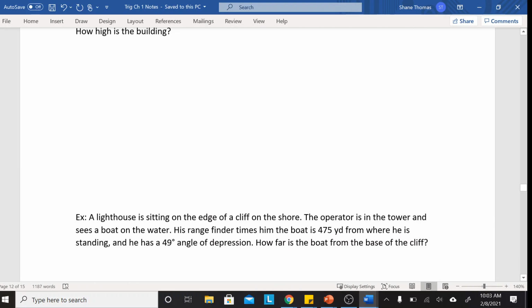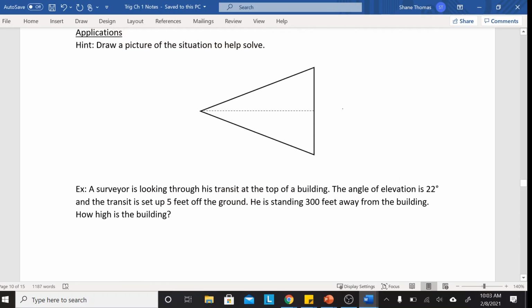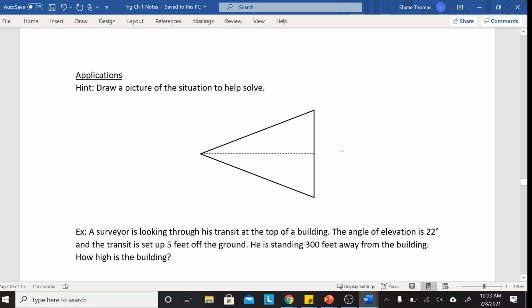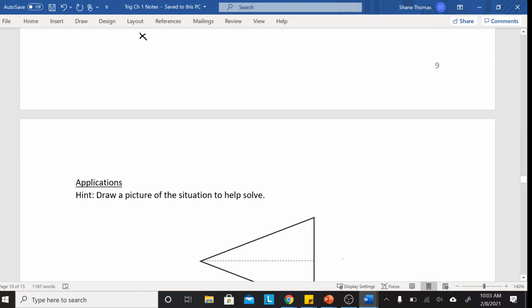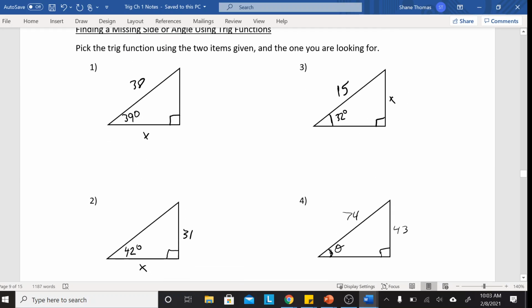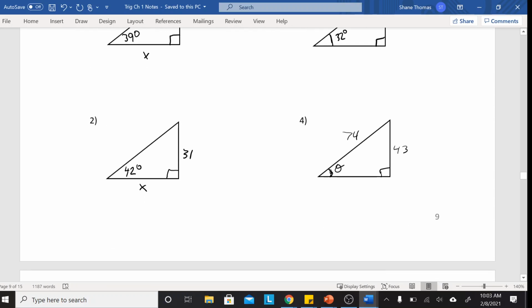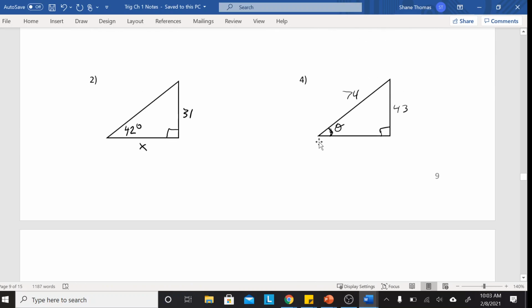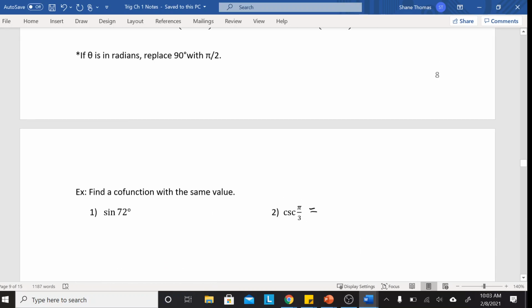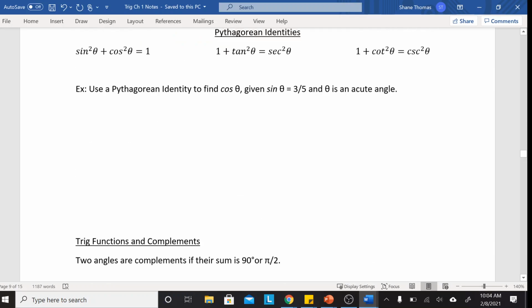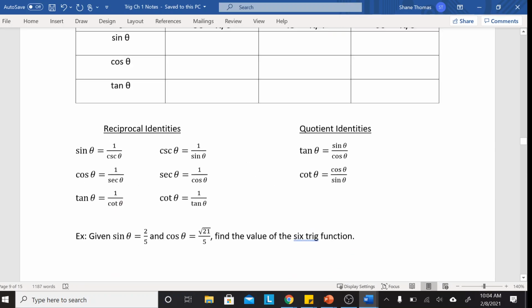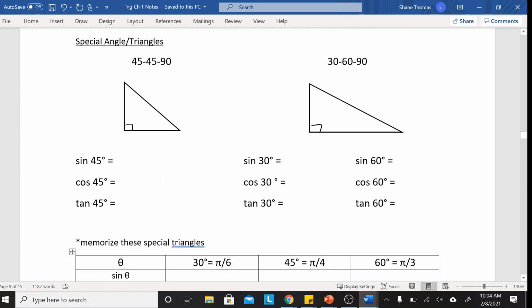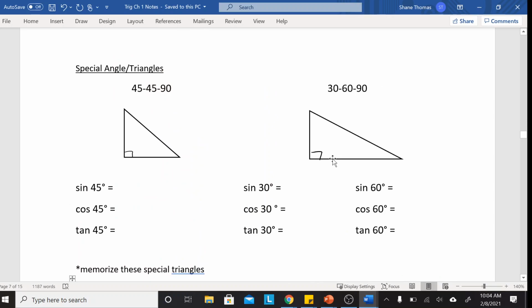We talked about how you could apply them using your angle of depression, angle of elevation, those types of things, how to find missing sides, missing angles. We're going to continue with that, but we did the special ones back at the beginning up here. We did these 45, 45, 90, 30, 60, 90.